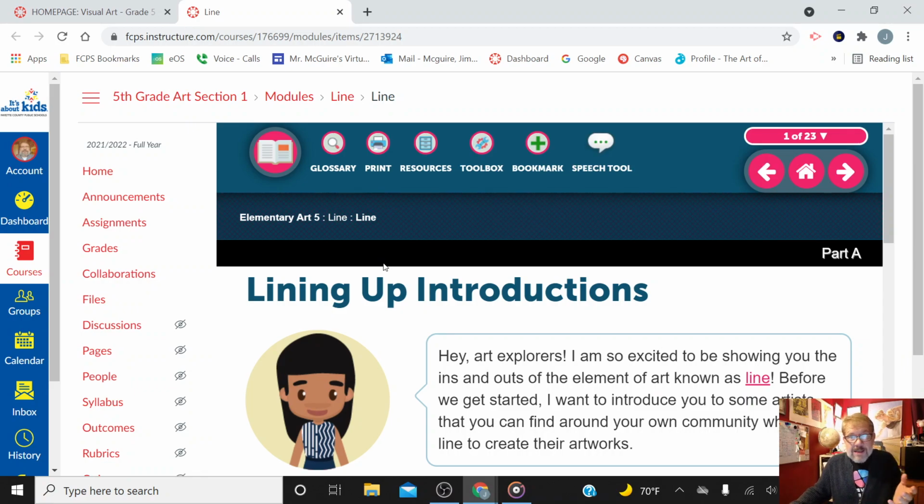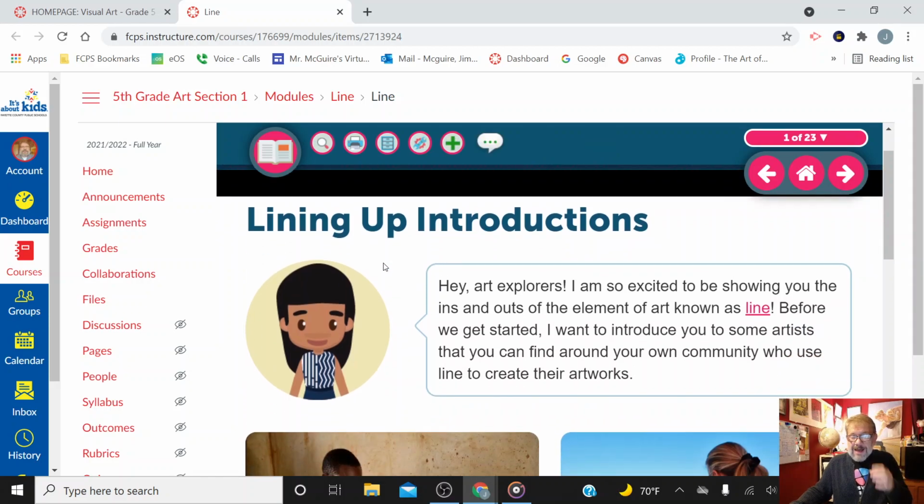Line is the most basic of all the art elements. We talk about line, shape, color, texture, all those types of things. Line is that most primary tool that artists have.